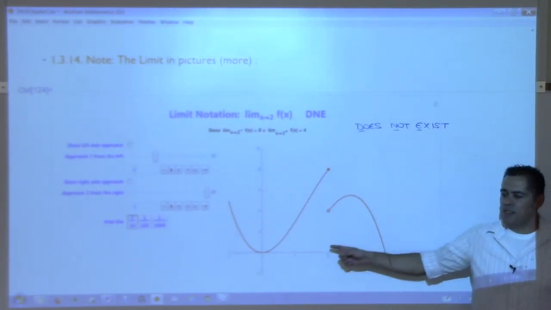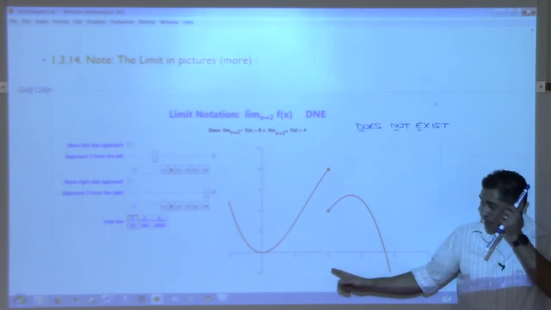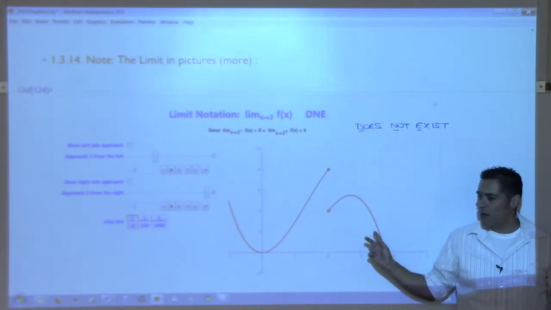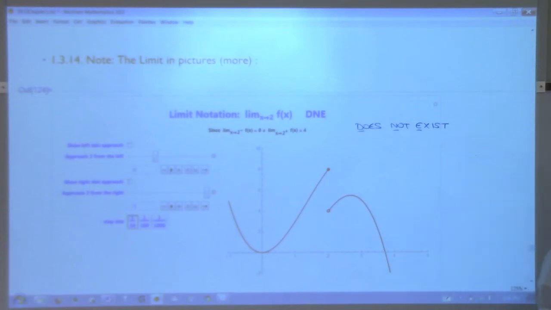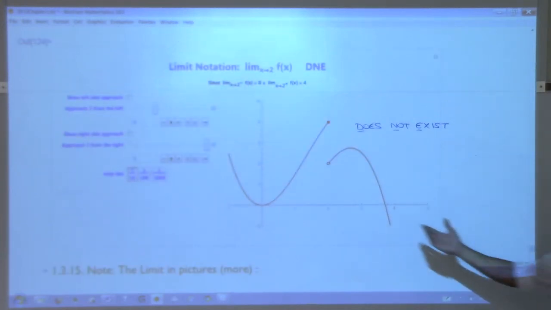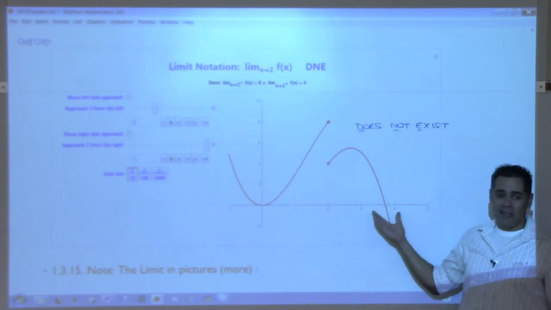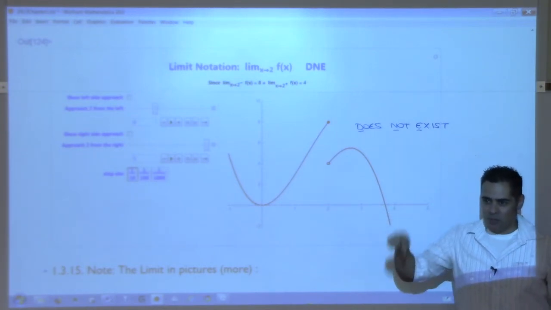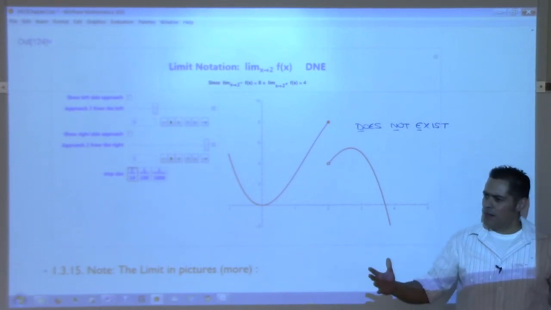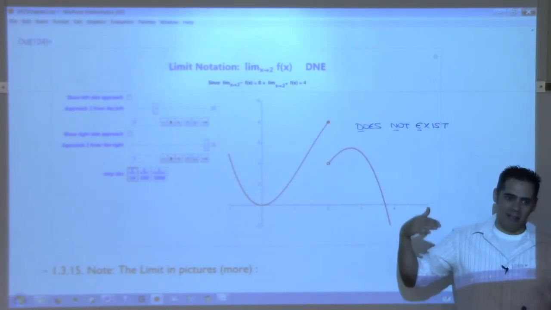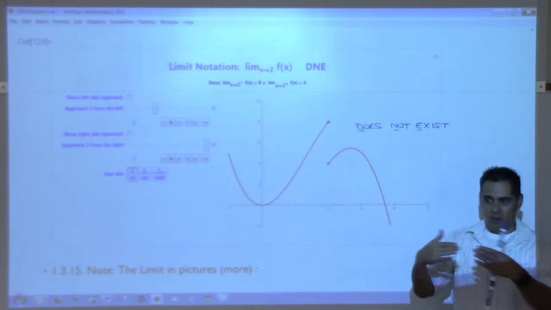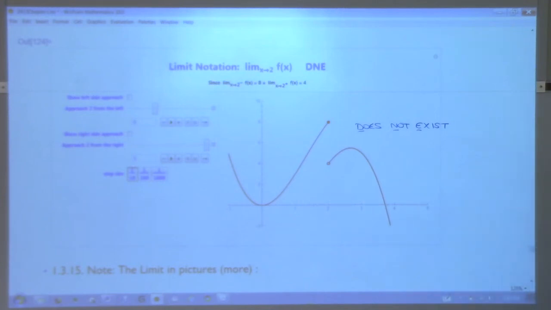What's the left-hand limit here? At approaching 2, what's the left-hand limit? What's the right-hand limit? 4. So left-hand limit's 8, right-hand limit's 4. They're not the same, therefore the limit doesn't exist. Does the left-hand limit exist? Yes. Does the right-hand limit exist? Yes. But the limit as you approach 2 does not exist. That's weird, right? The left-hand limit exists, the right-hand limit exists, but the limit doesn't exist because the limit implies that both of those go to the same place. It's weird, but that's the way it is.